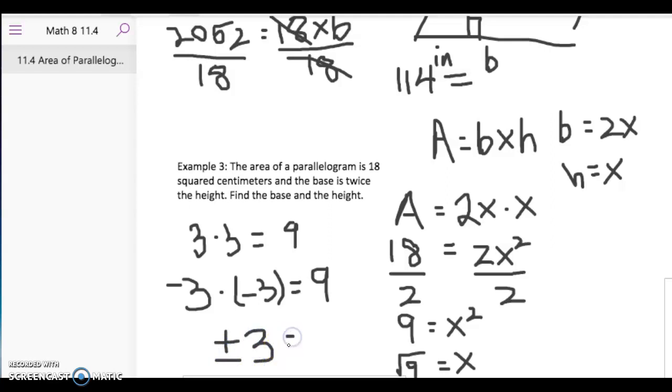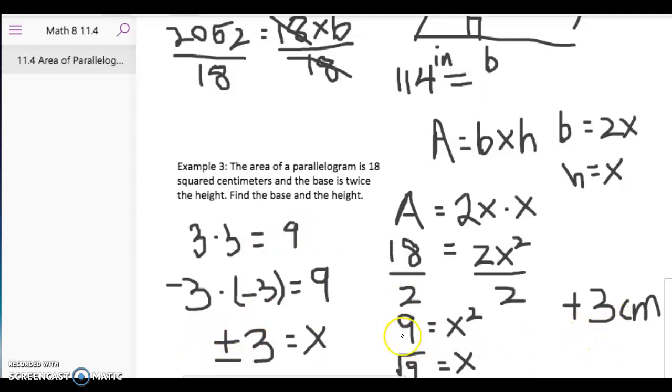equals x. But in this case, we can say that the answer is positive 3 centimeters for the base because we cannot have a negative length of something. So negative 3 is not the right answer. The only answer can only be positive 3.